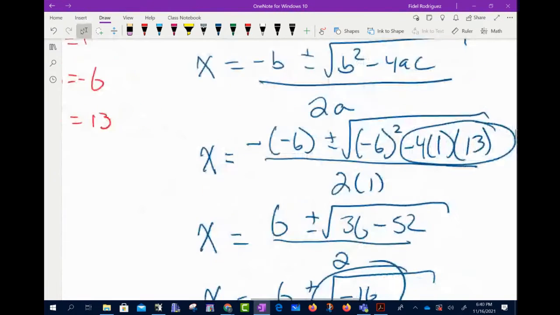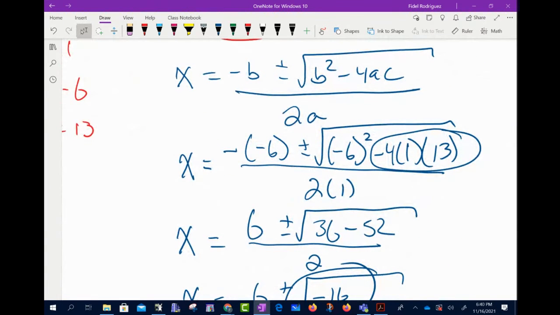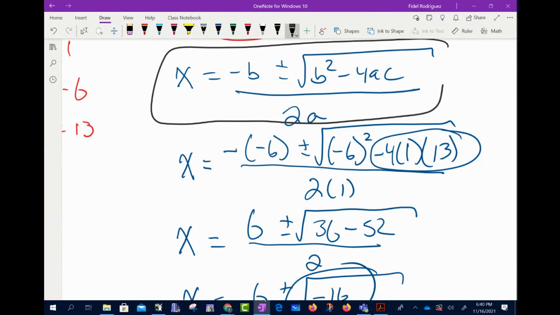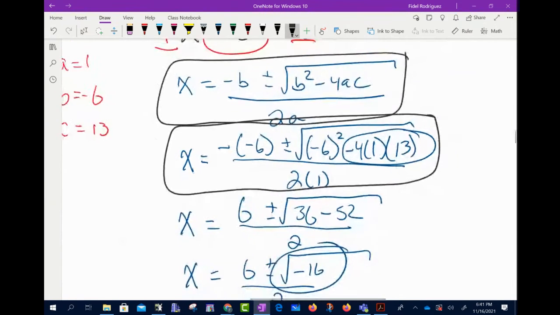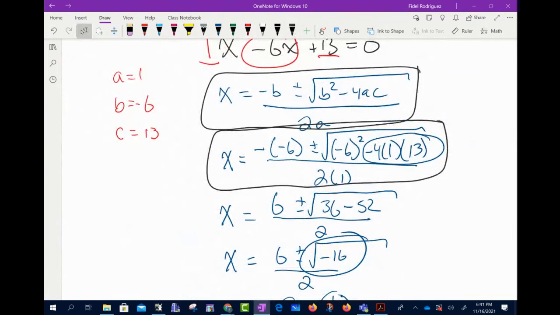Go real slow. Remember, my first step is to write down my formula. Always write down the formula. In this part, y'all, I don't try to simplify anything. I just put the numbers where they go. And then I start simplifying, because you can see I already made 2 mistakes tonight, right? So I don't want to make a mistake here by trying to do too many steps in one. But the answers are going to work out nice and pretty anyway.